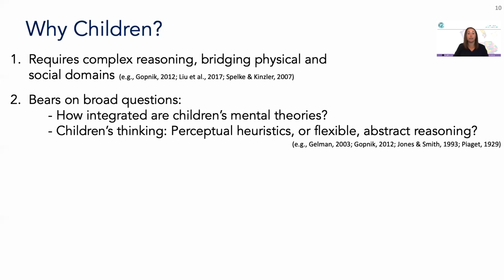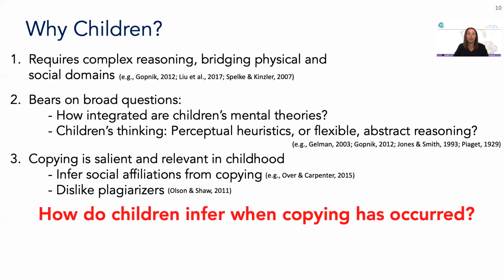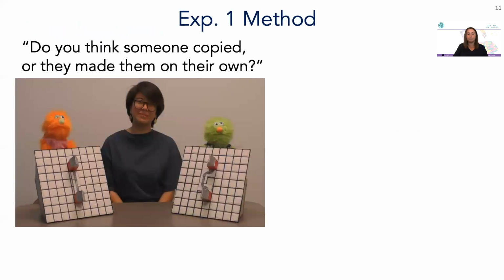So this work bears on two broader questions. To what extent do children integrate their mental theories of the physical and social world? And is children's reasoning best characterized as driven by perceptual biases and heuristics or flexible abstract reasoning? This question is a core debate in cognitive development dating back to Jean Piaget. And the topic of copying in particular is salient and relevant for kids. From preschool age, children can infer social affiliations from copying, and they dislike individuals who plagiarize. So the question is, how do children infer when copying has occurred?